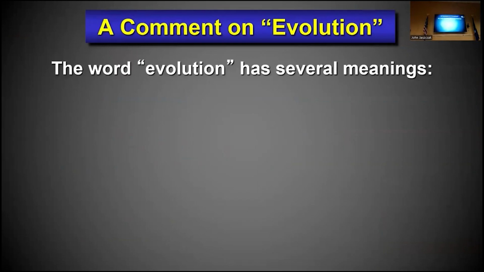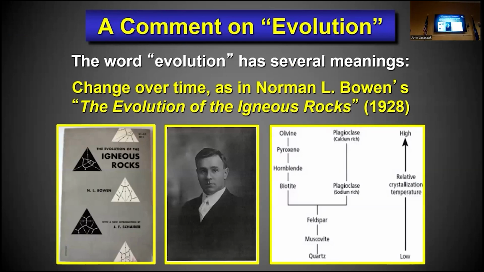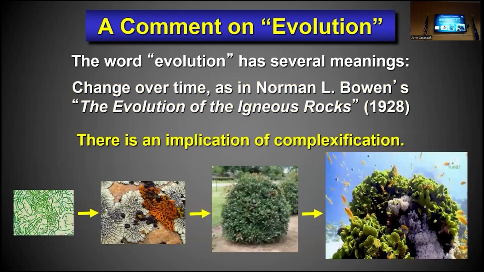So I have to make a comment about the word evolution. Right from the start, 2008, we got pushback on this, because the word evolution has several meanings. Now, the most basic general meaning of evolution is just change over time. And we know that happens. We see it around us. We see it in our own lives. Norman Bowen in 1928 talked about the evolution of the igneous rocks. And we talked about the evolution of stars and the evolution of planets and the evolution of meteorites and all sorts of things. It also, in our usage, implies increasing complexification or diversity or patterning.